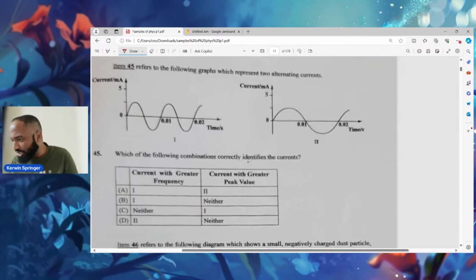So the following combination correctly identifies the current with a greater frequency. Just make sure that everything else is the same. So current with a greater peak value. Neither has a greater peak value. Greater frequency is this one. So B is the answer. Both of them stay at the same peak.